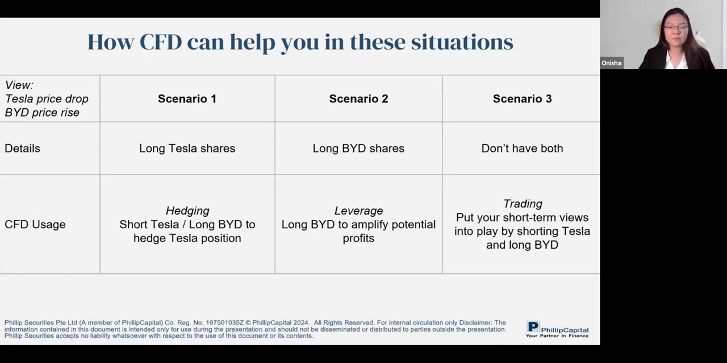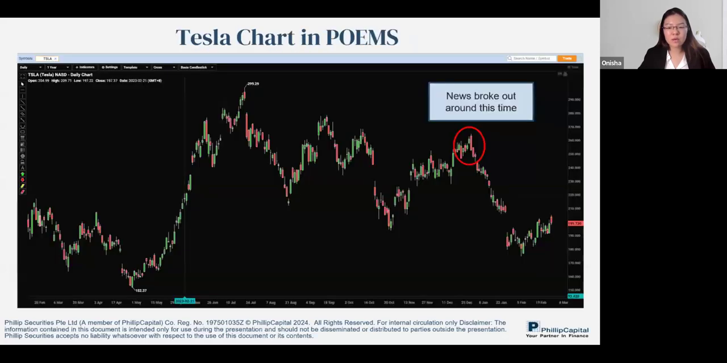Okay, so here, let's say, for example, this is scenario one, where the news broke around this time, December 2023. You can short Tesla using CFD. Your gains in Tesla CFD can help you offset your losses in Tesla shares, let's say, if you really hold underlying Tesla shares. So this is just an overall example.